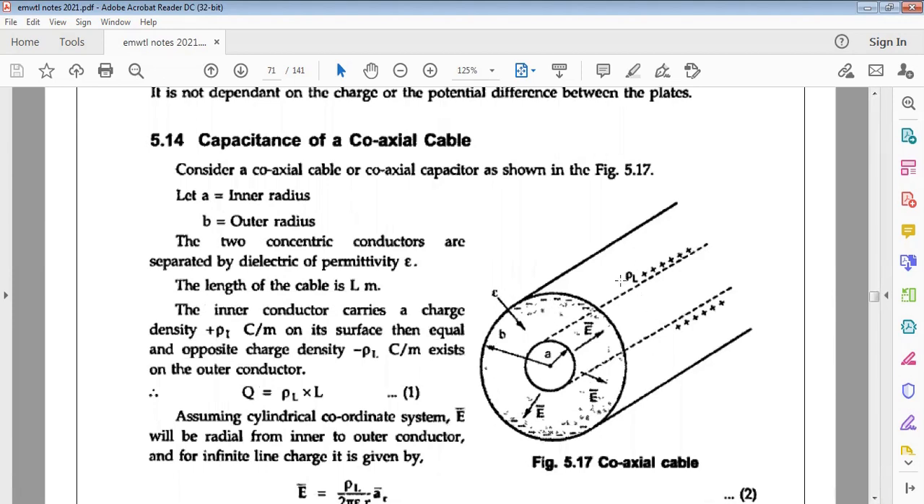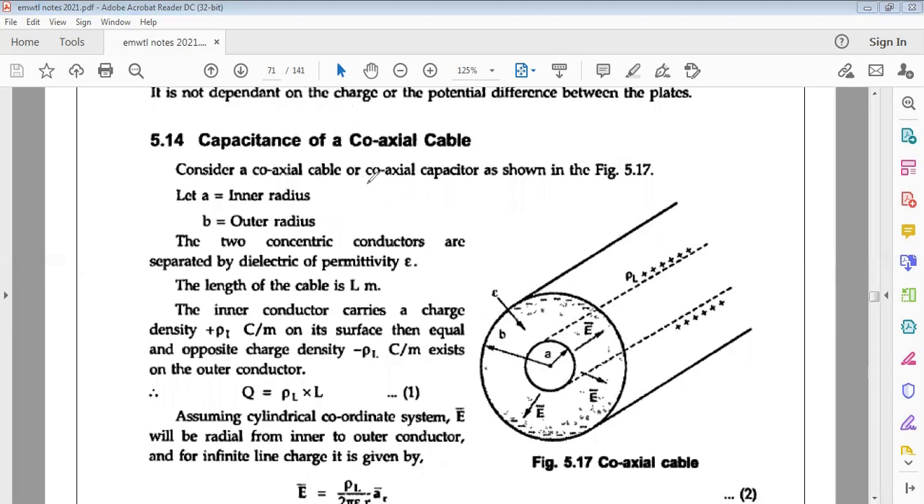See how the coaxial cable looks here. The outer circle has radius B, and the inner circle has radius A. In between these two circles, there is a dielectric. The inner conductor of radius A is charged with positive charge, and the outer conductor of radius B is charged with negative charge.